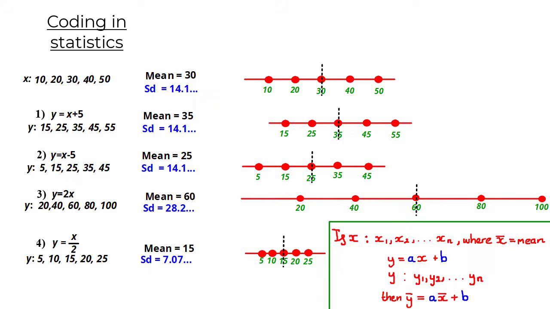The standard deviation of the coded data, sigma y, would be equal to a multiplied by sigma x, the standard deviation of the original data, showing that the standard deviation of y is only affected by the multiplication of a in this coding equation, and this constant b has no effect on the standard deviation of the coded data y. Now I'll prove this result in another tutorial, but please do bear in mind that this is just an example using one particular type of coding equation.